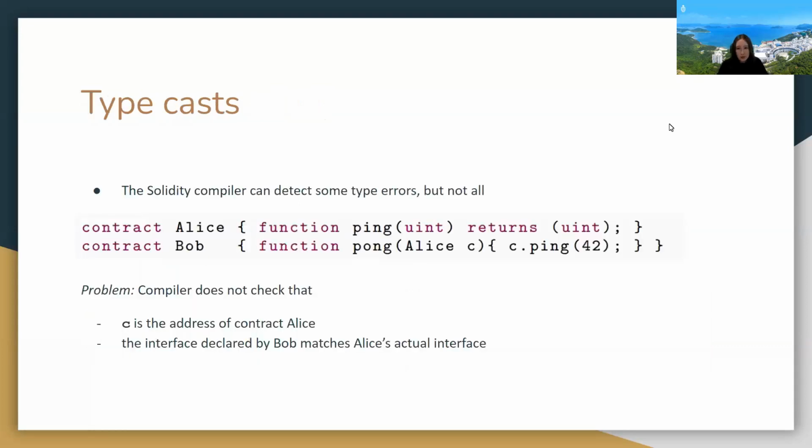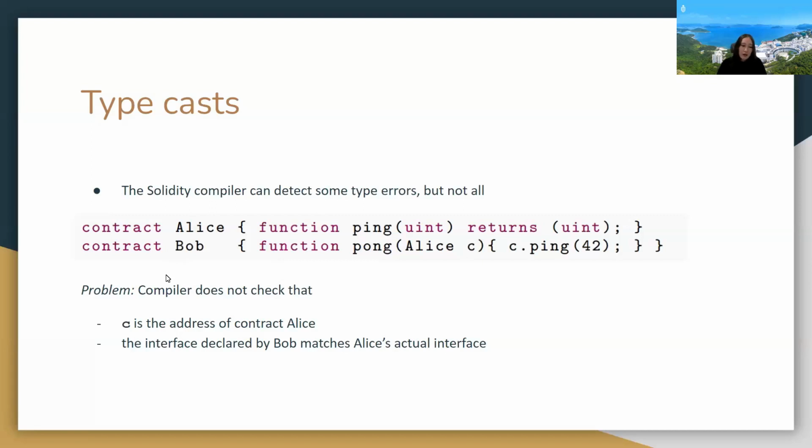Another vulnerability is the typecast. The Solidity compiler can detect some types of errors. For example, let's say you're assigning some integer value to a string variable. Then the Solidity compiler might detect this, but it cannot detect some kinds of logical type errors. So again, let's consider the two contracts, Alice and Bob.